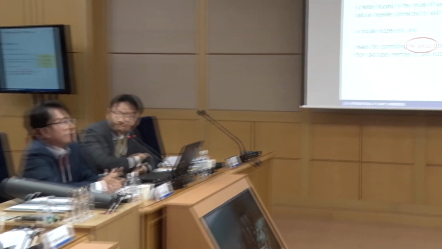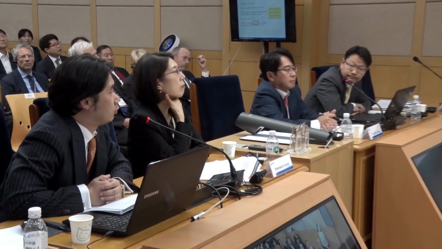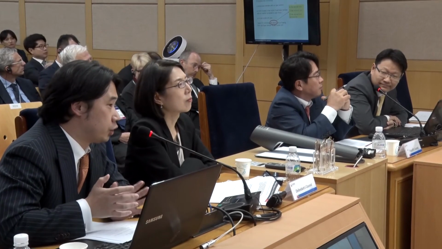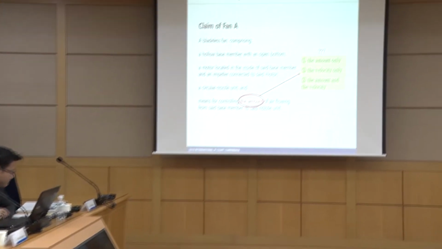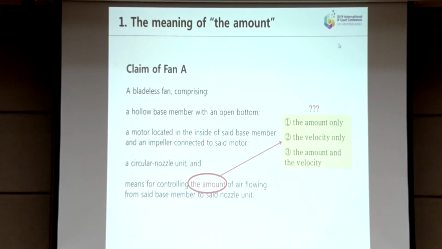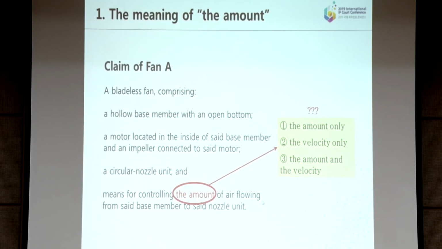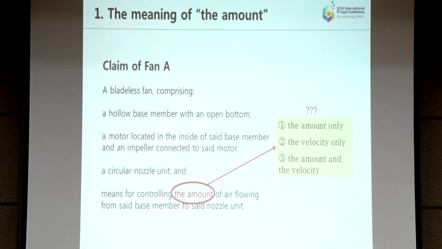Yes. What about the defendant? Yeah, we see those three terms as all different. Your question highlights that this term should be interpreted through the specification, because the amount itself is not clear. But in terms of this patent, amount should mean the amount of air delivered to the user. It is not about velocity, and it is not about the pressure. Because the technology is very simple here: you deliver air and you control the amount of air to the user. So all three words have different meanings, and the amount should be construed through the specification, and it is limited to the specific technical concept described in the specification.